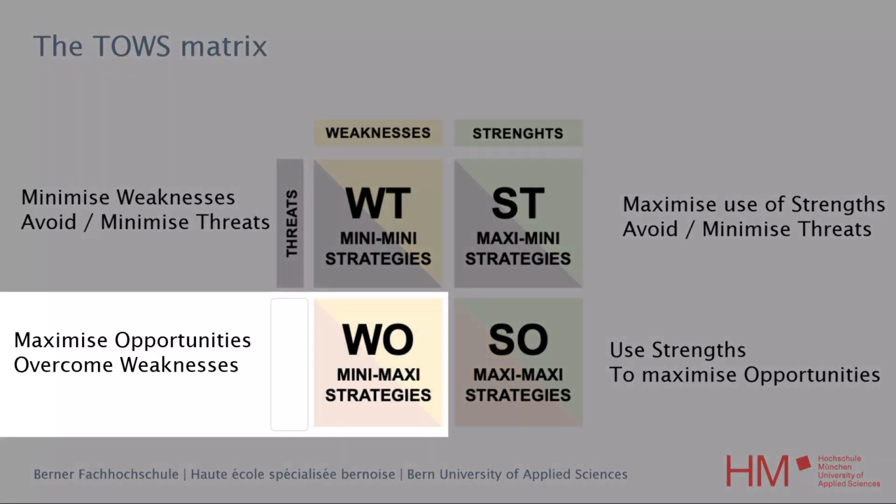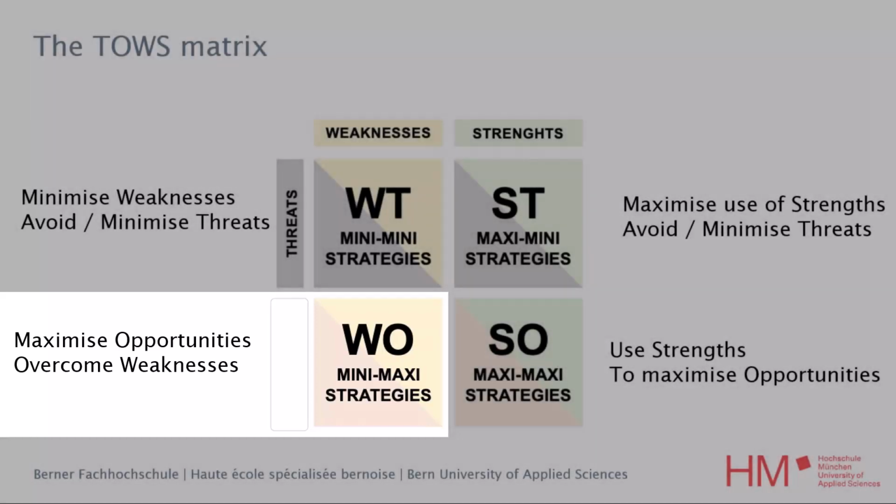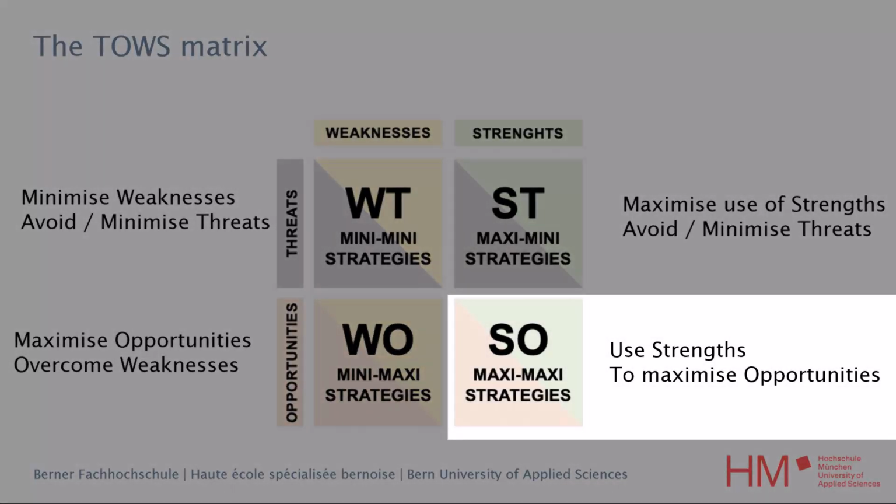Whilst down here in the left-hand corner, we have the WO perspective, which we might call the mini-maxi set of strategies, because here we're trying to maximize opportunities whilst overcoming weaknesses and minimizing them. And then, of course, in the bottom right-hand corner, we have the maxi-maxi strategies, where we try to use our strengths to their maximum in order to maximize the opportunities that we see.